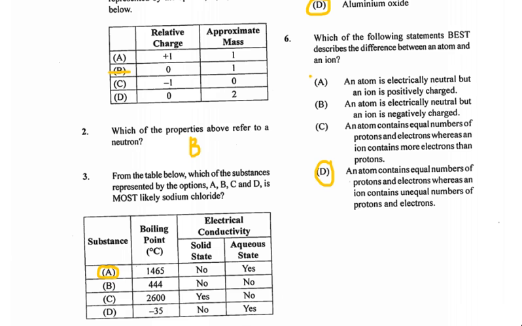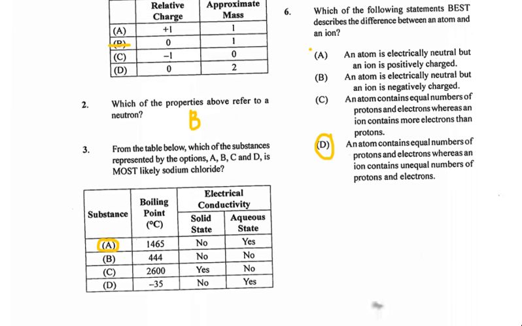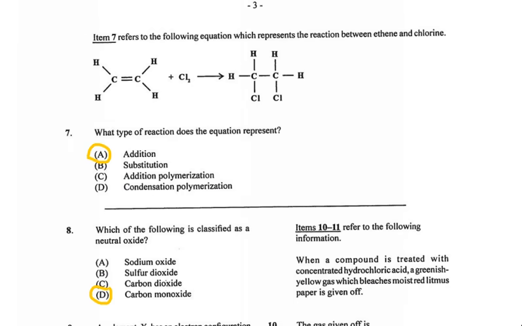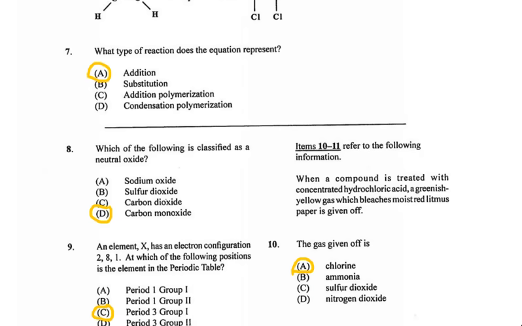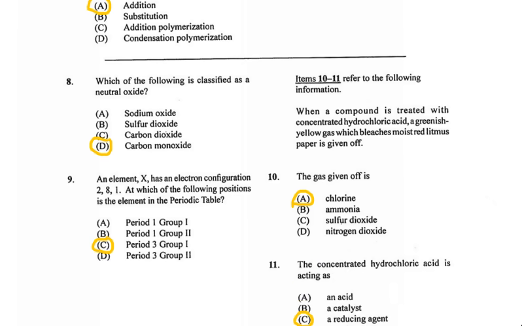All right. Number 6, which of the following statements best describes the difference between an atom and an ion? So, atoms contain an equal number of protons and electrons, whereas ions contain unequal numbers of protons and electrons. All right? Number 7, it says, what type of reaction does the equation represent? So, the equation right here represents addition, guys. All right, number 8. It says, which of the following is classified as a neutral oxide? So we have carbon monoxide.